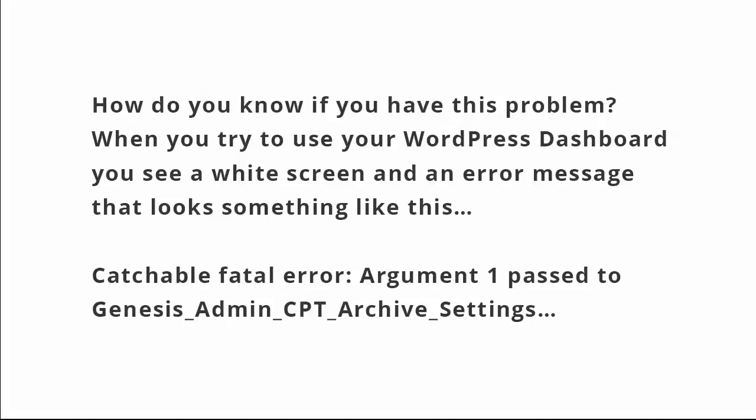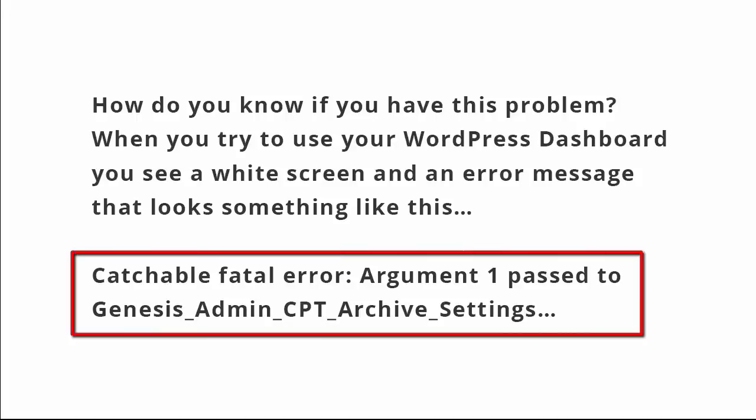How do you know if you have this problem? When you try to use the WordPress dashboard, you see a white screen and an error message that looks something like this. It's a catchable fatal error, and it's about the custom post type archive settings.